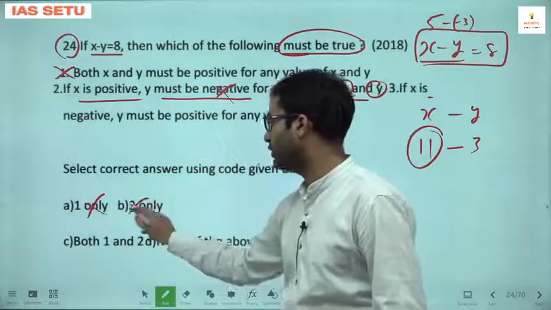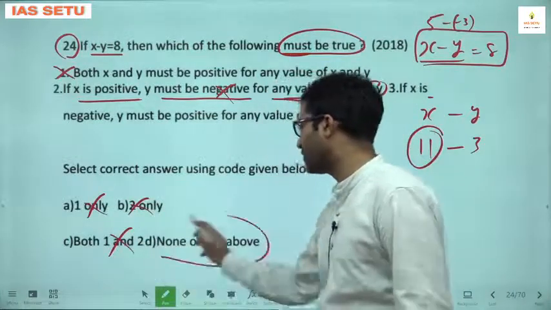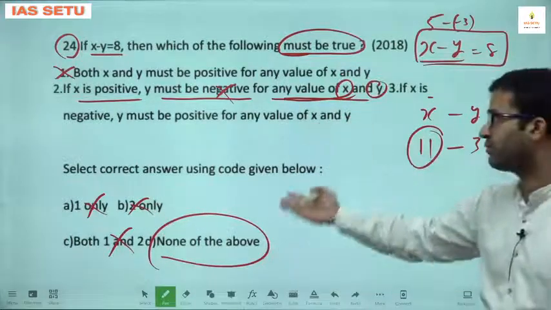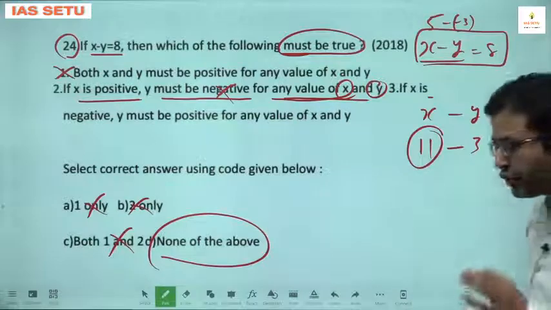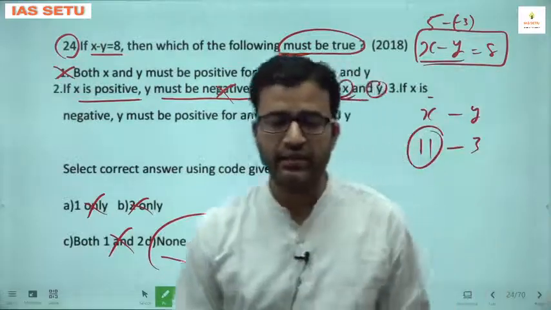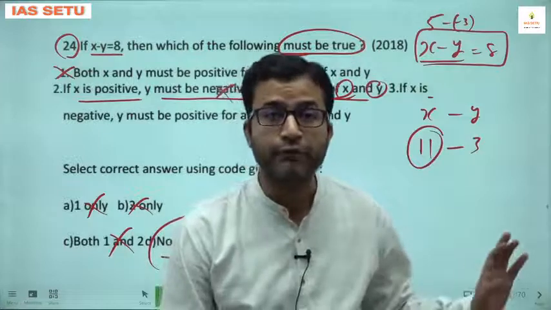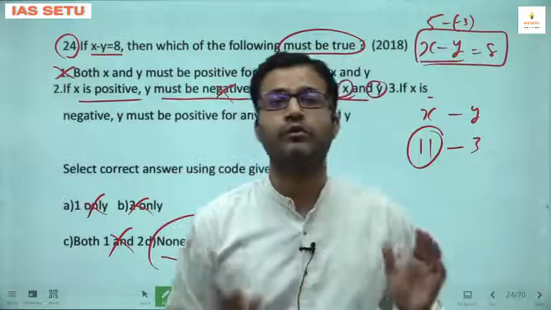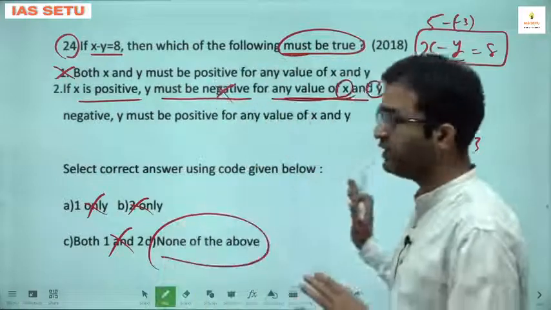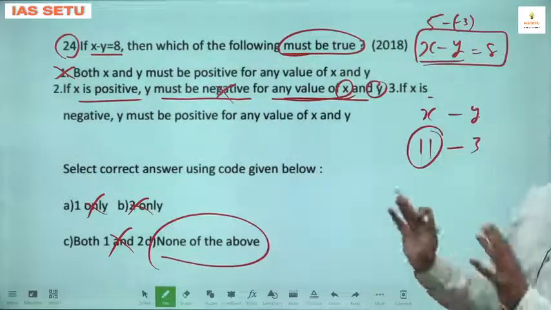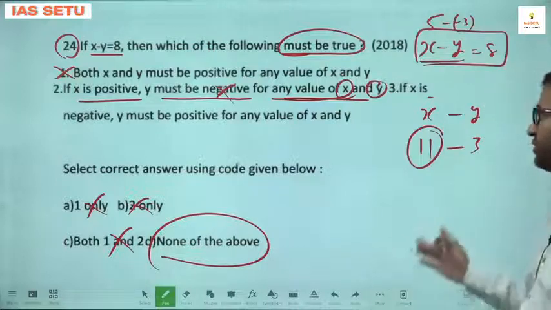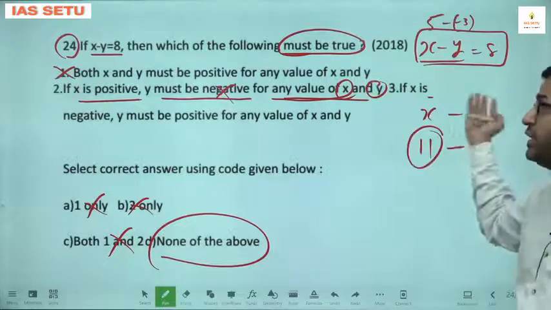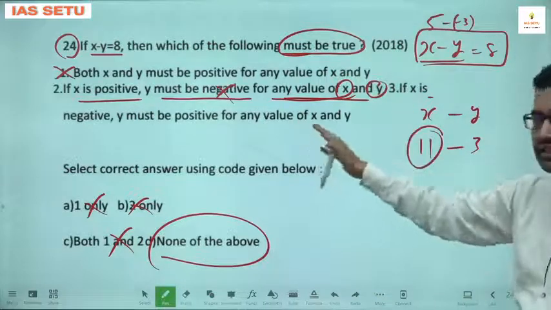So 1 only, 2 only, both 1 and 2. So answer is D. None of the above. No need to check the third statement because answer options are framed in such a manner. So this is the wonderful thing in mathematics aptitude, where we assume values of x and y and we try to contradict the question. That really helps in the examination hall. No need to follow simple equation, no need to make equation in this type of question. So you just try to take different values of x and y and you get an idea whether it satisfies the statement or not.